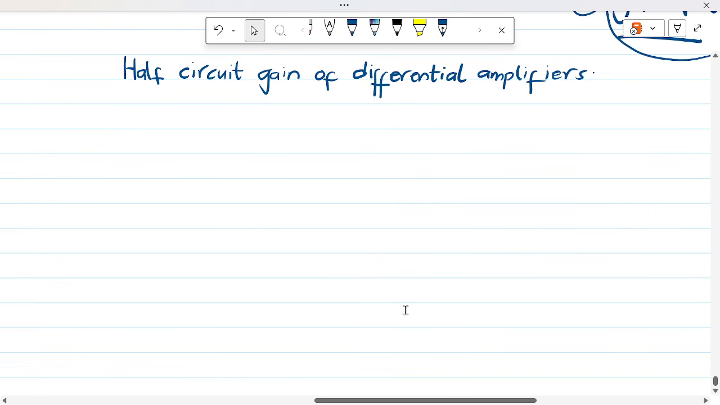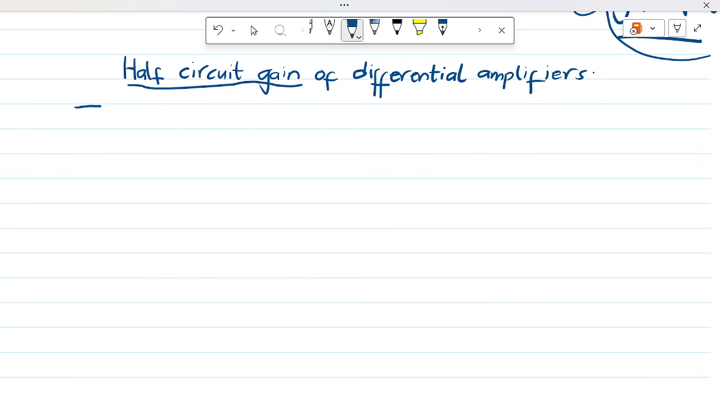Hi, in the last video, we looked at how the differential gain was equal to the half circuit gain. We proved that in the video before that using the large signal model, and in the very last video, we also proved that intuitively. We are going to prove that another way, which will lead us to what we call the half circuit gain, which can be very useful when solving gains of differential amplifiers.